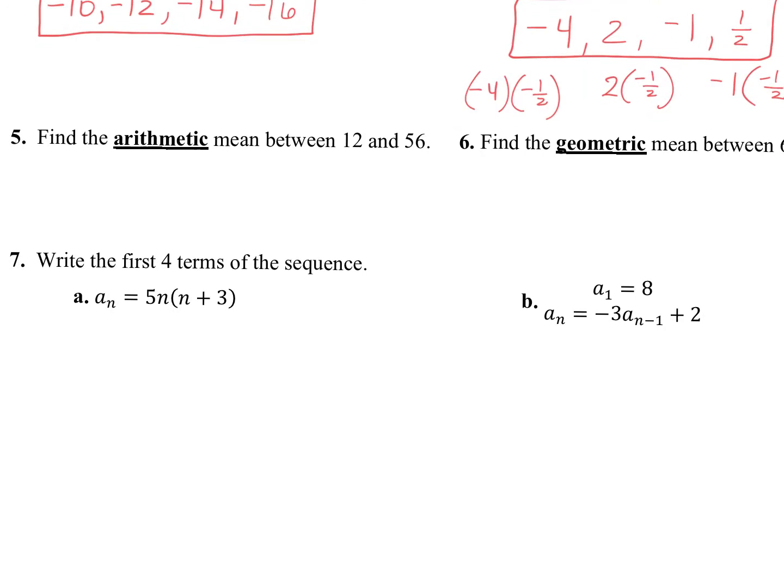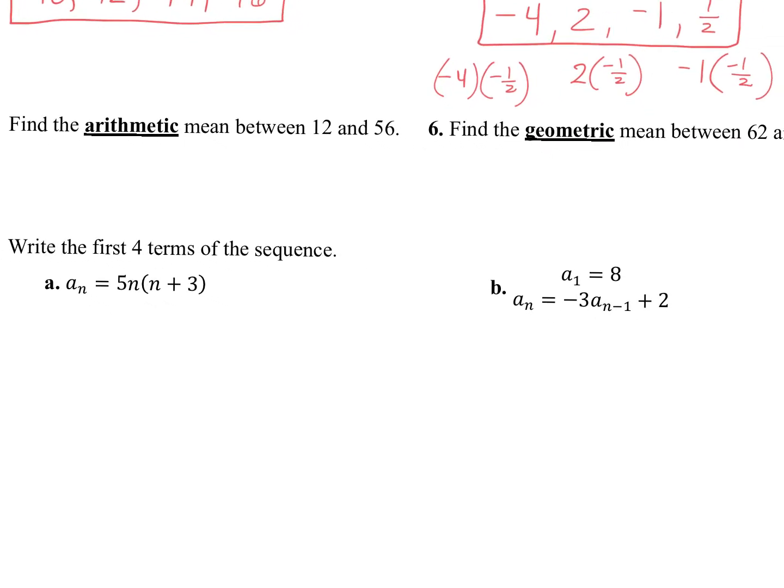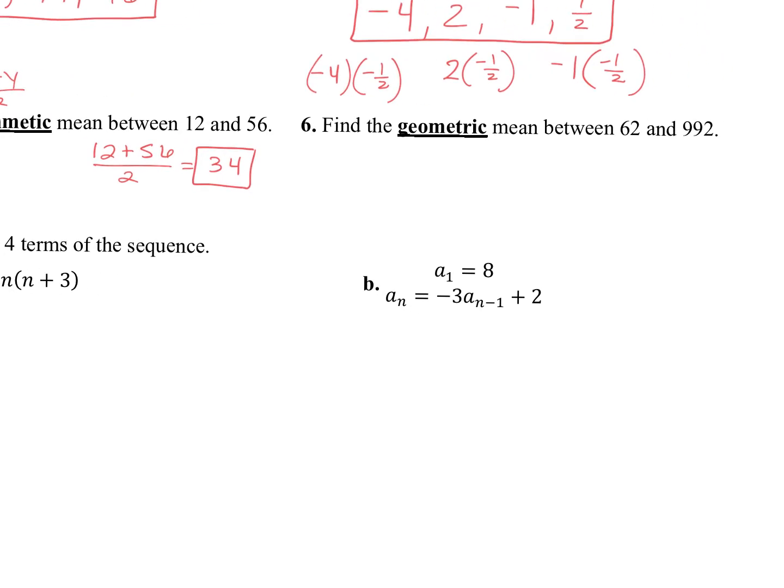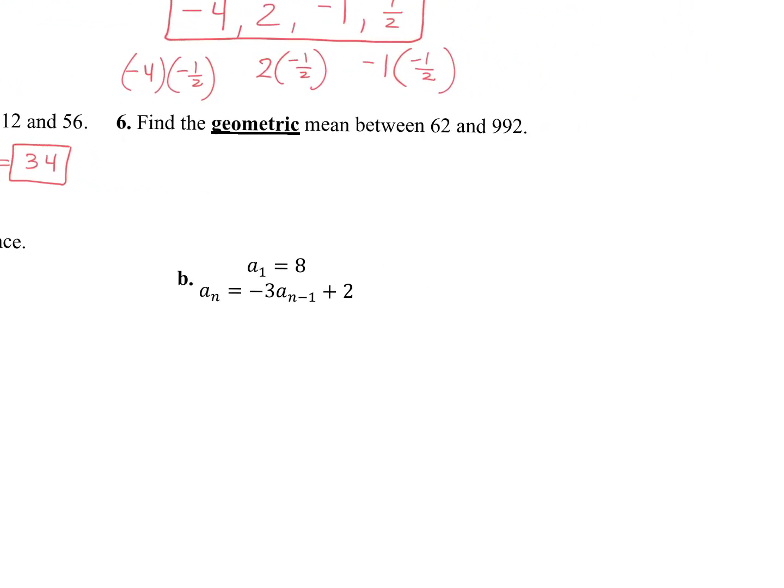All right, number 5, find the arithmetic mean. Arithmetic mean is the one where you take the 2 numbers, add them together, and divide by 2. So this is going to be 12 plus 56 divided by 2. When you simplify that, that comes out to 34. Okay, what about geometric mean? That's where you take the two numbers, multiply them, and then take the square root. So this is going to be 62 times 992 and take the square root of that. That comes out to 248.